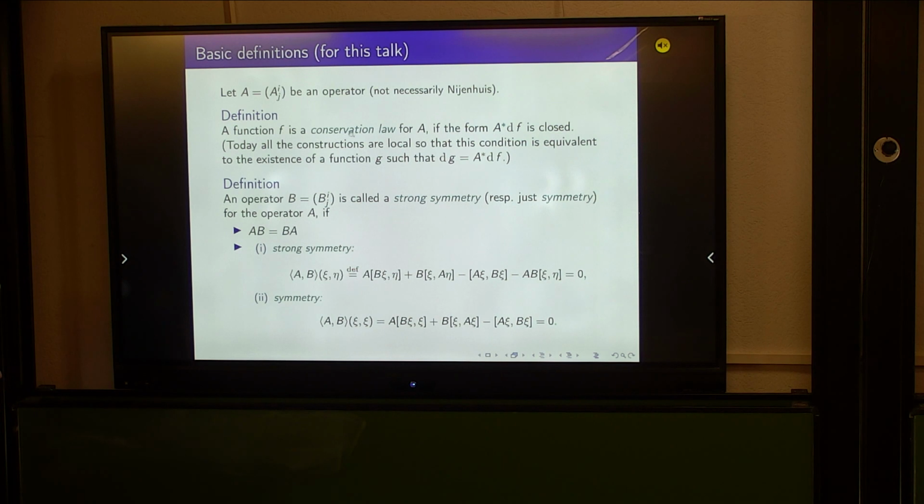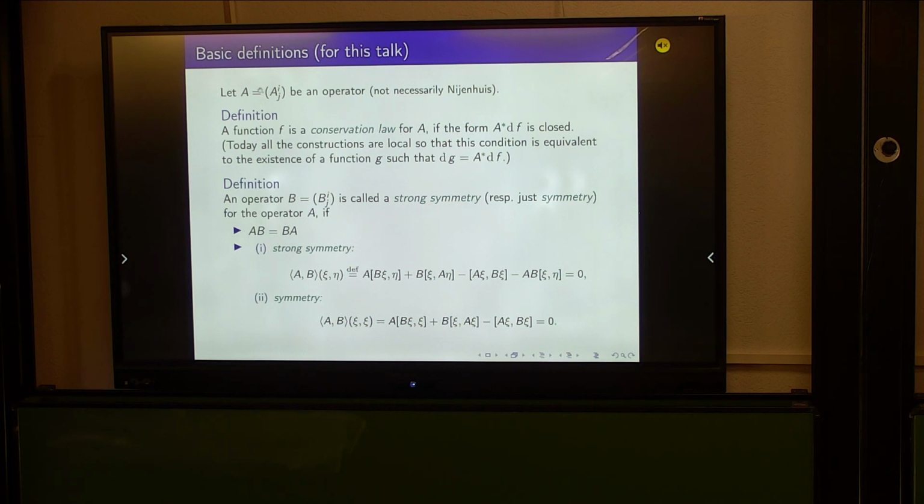Sometimes the terminology is different. Sometimes one says that f is the density of the conservation law, and sometimes one says that the differential of f is the conservation law, but it doesn't really matter. For us today, f is a conservation law if this condition holds. And what is a symmetry?